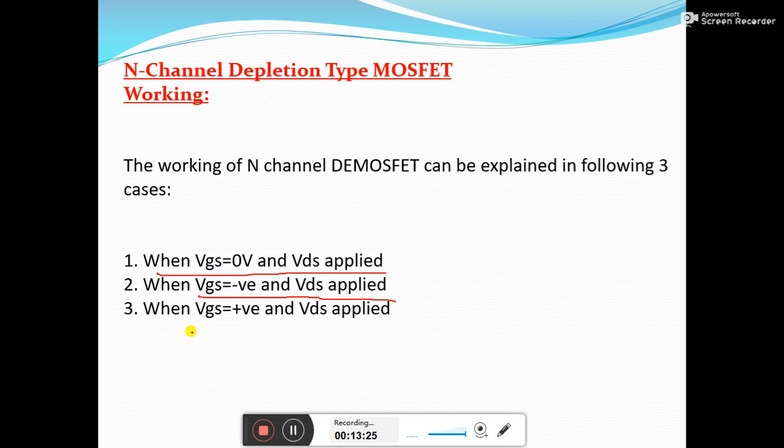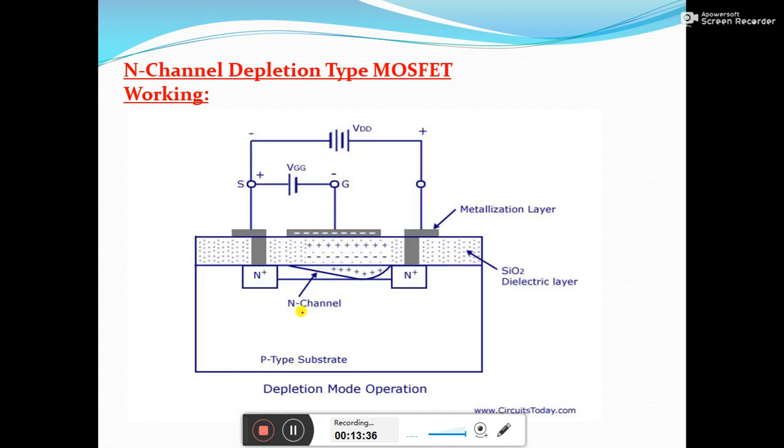Now let us consider the third case, that is VGS is made positive, meaning the gate is made positive with respect to source, and VDS is applied. Okay, so now let's reverse these potentials. The battery is reversed here like this. The gate is made more positive with respect to source. Source will be negative and gate will be positive. What happens? Since now the gate is positive, the gate is made positive with respect to source.